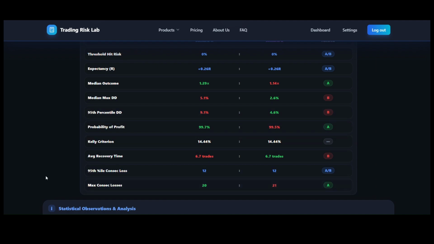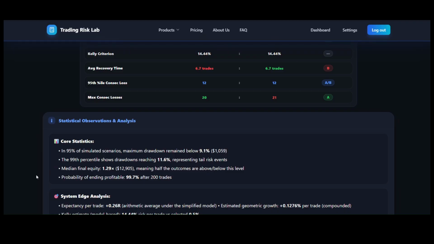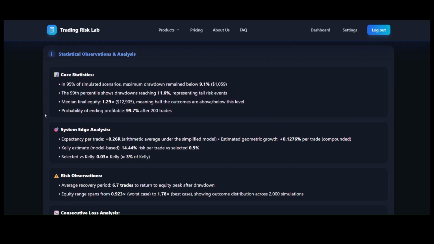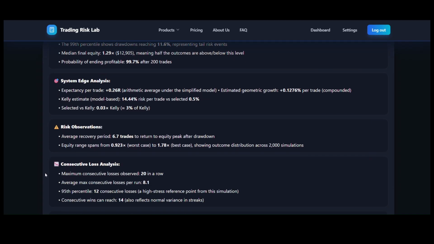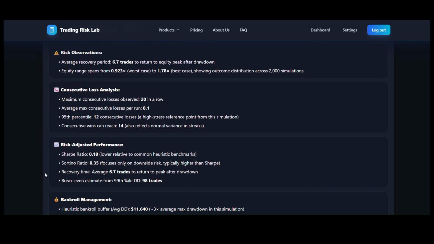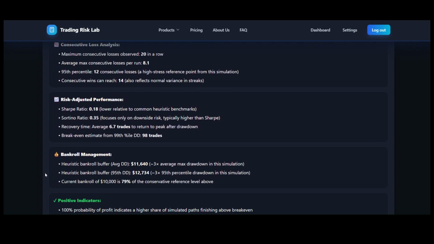Finally, at the bottom, you'll find statistical observations and analysis. This section summarizes the simulation in plain language, including tail risk, recovery behavior, and streak expectations. It's designed to help you translate raw numbers into practical risk awareness.